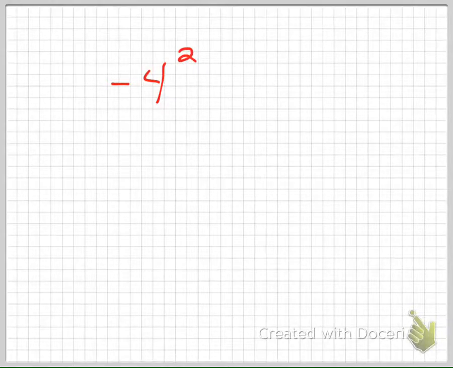Kyla, what do you think? 16. You think it's 16, right? A positive 16, because negative 4 times negative 4 is 16. How many of you agree with that? Yeah, you're all wrong.